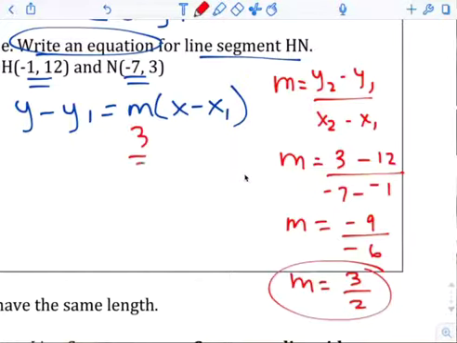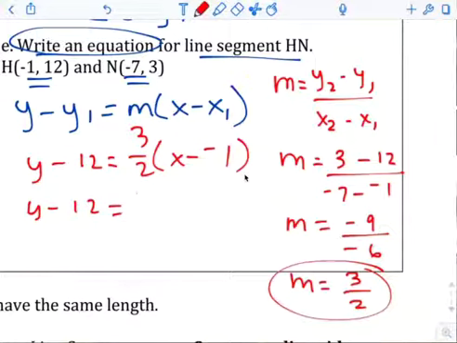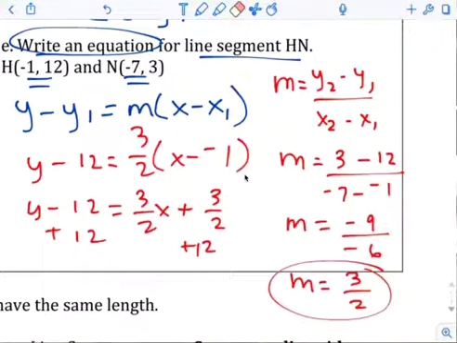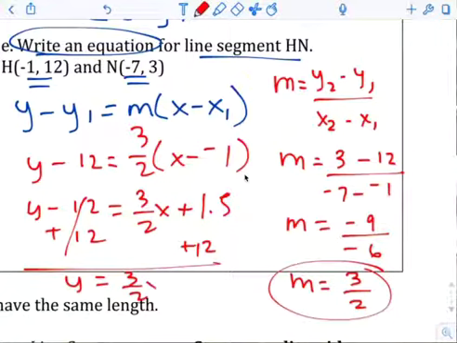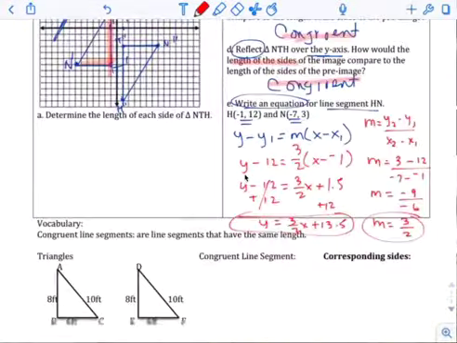So 3 over 2 is here. x minus x1 is negative 1. y minus 12 plus 3 over 2. Add 12, add 12. Well, 3 over 2 is also the same thing as 1.5. So y equals 3 over 2x plus 13.5. That's your equation.